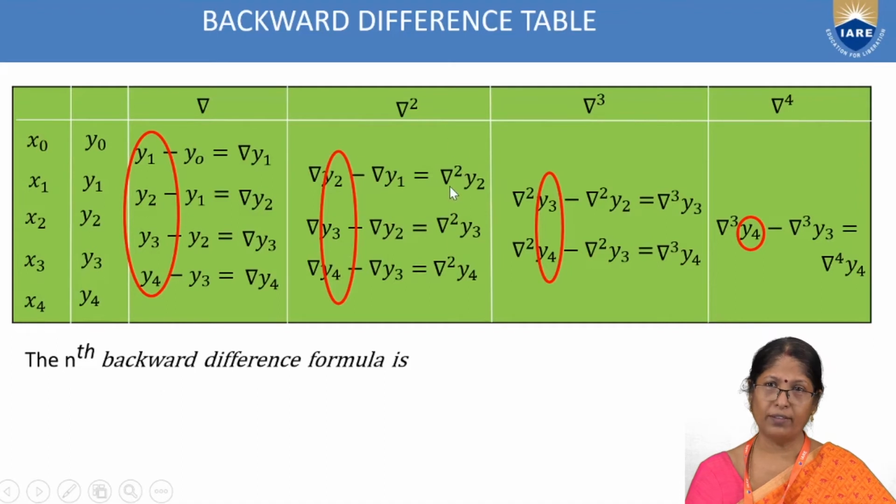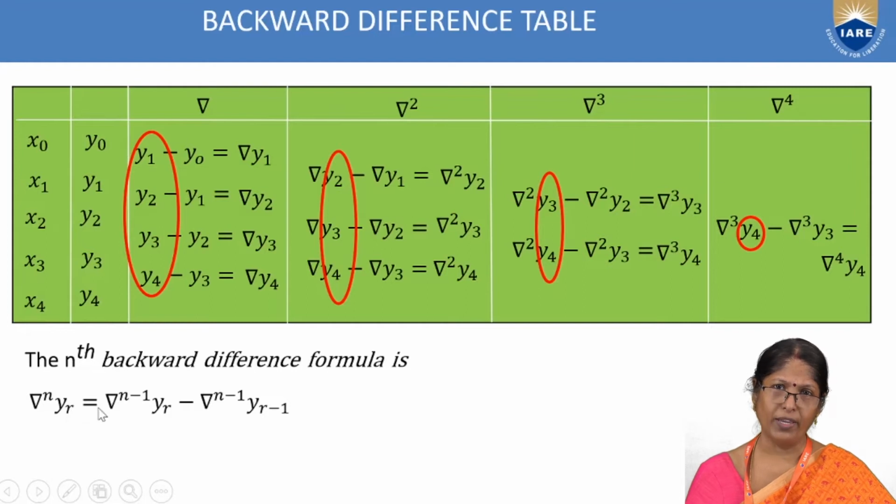To construct this backward difference table, we have taken 5 points, x0 to x4. But they are taken only to construct the table. What about the last term? We know the last one is mathematically the nth term. So the nth backward difference formula is what we can see here.